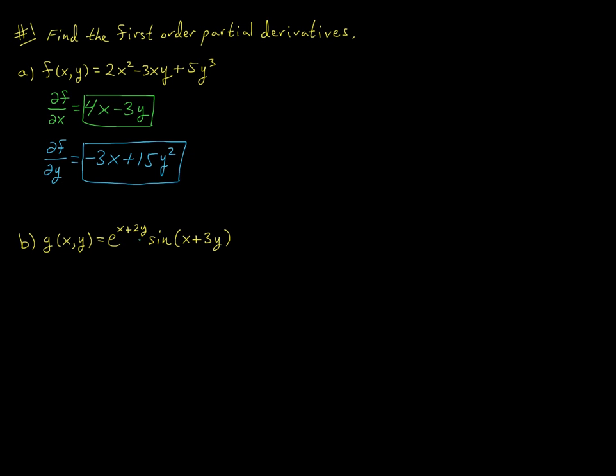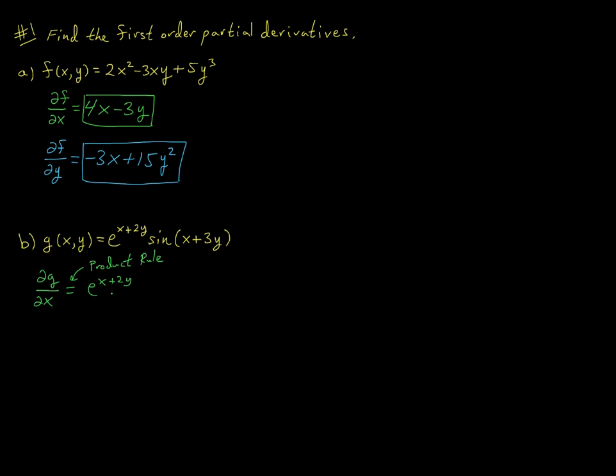We have g of x, y is e to the x plus 2y times the sine of x plus 3y. So if I'm going to compute the x derivative, notice I have an x in the exponential term as well as in the sine term, so I'm going to need to use the product rule because I have the product of two functions that depend on x. And so I'll go ahead and differentiate first the exponential term, and that's going to give me e to the x plus 2y. That doesn't quite look like a y there. Here we go.